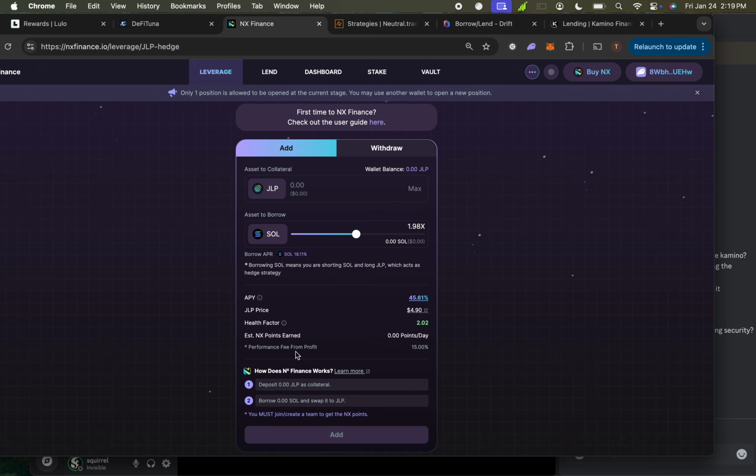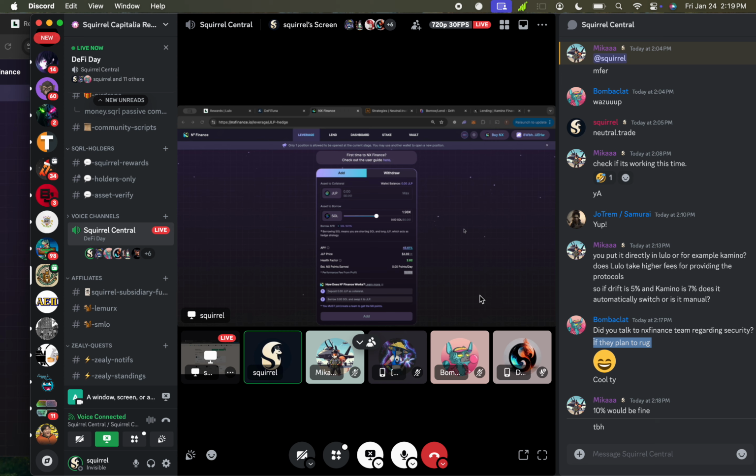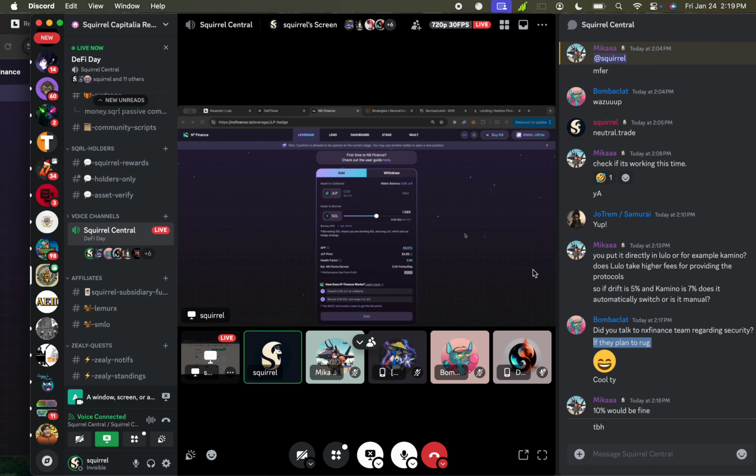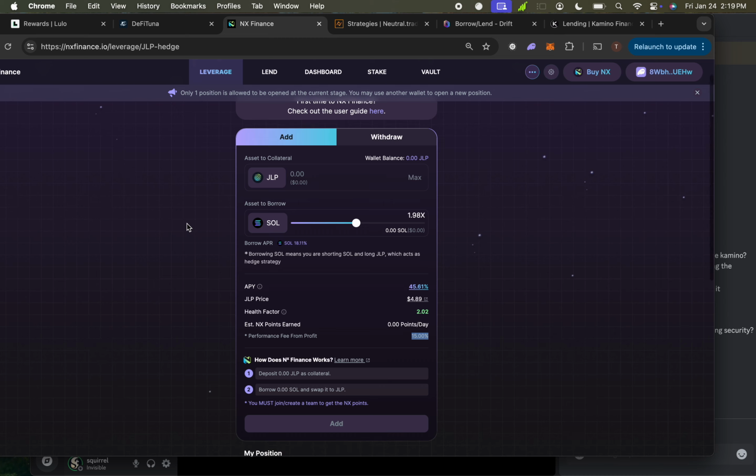And I'm also going to pay this performance fee on profit of 15%. I have to ask myself, why am I paying a performance fee if they're just doing nothing and I'm the one setting up the pool? So would I use this site for pools? Probably not. It just doesn't make a lot of sense.